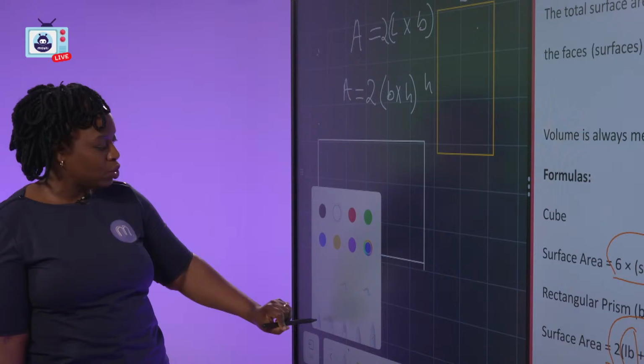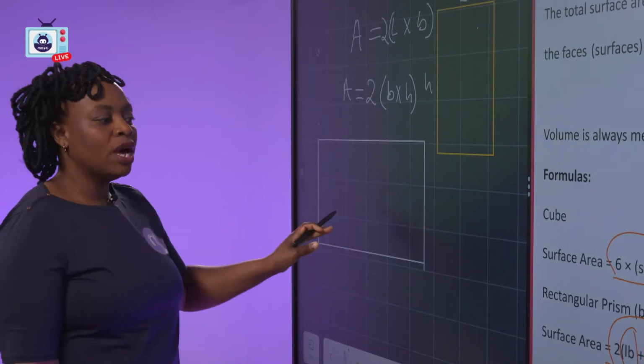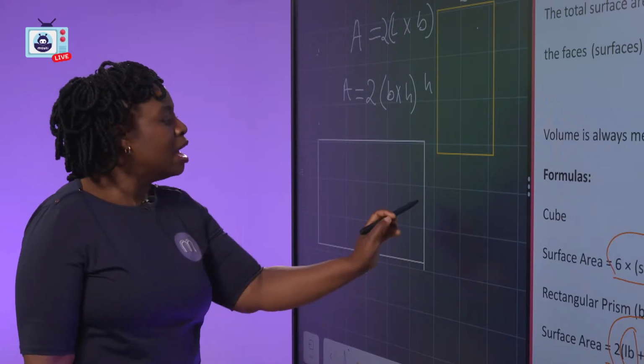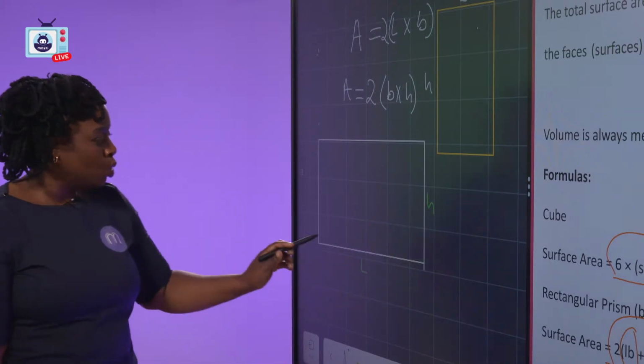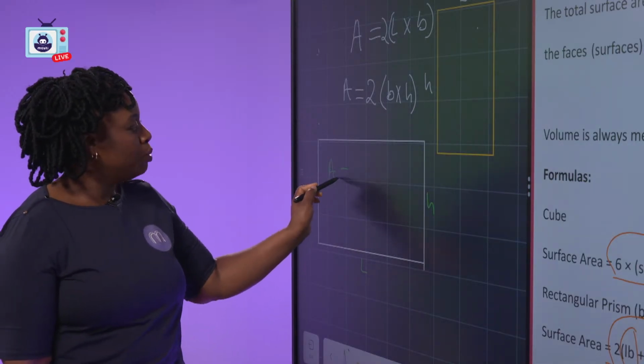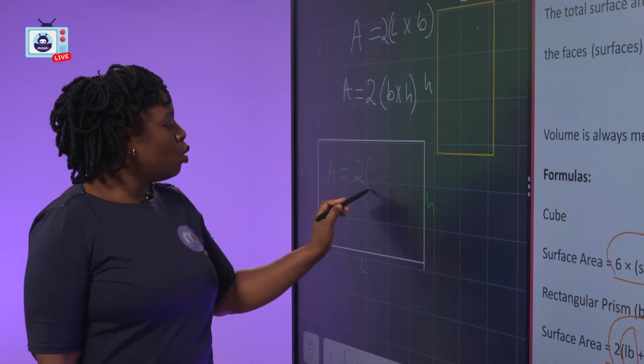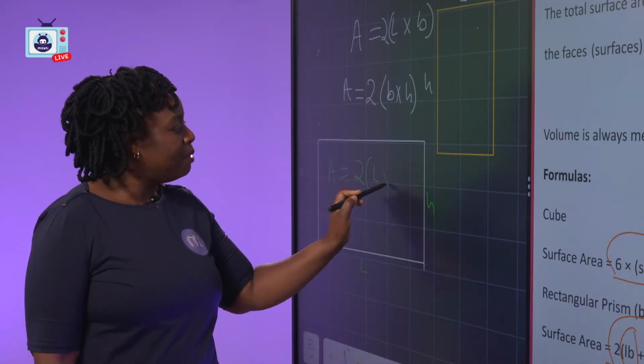Mine doesn't have a ruler, so it takes me a little while to get it right. With this one, I still have my length, but there is my height. To write down the area, I would have area equals 2, because these sides are also 2. So it's 2 multiplied by length times height.